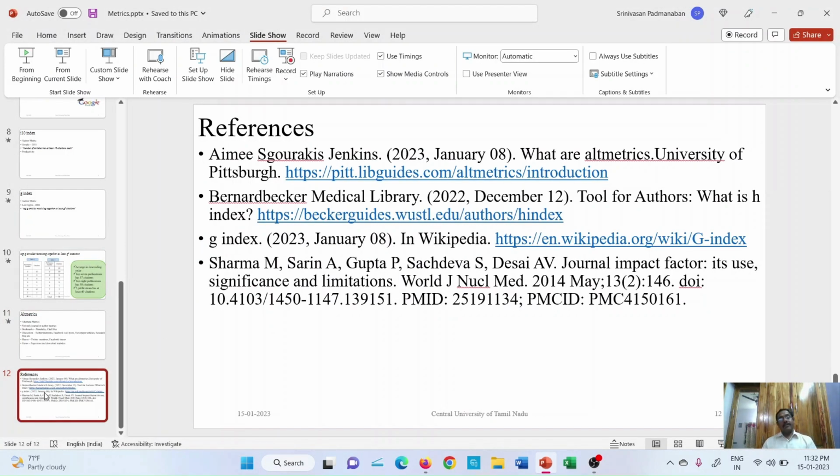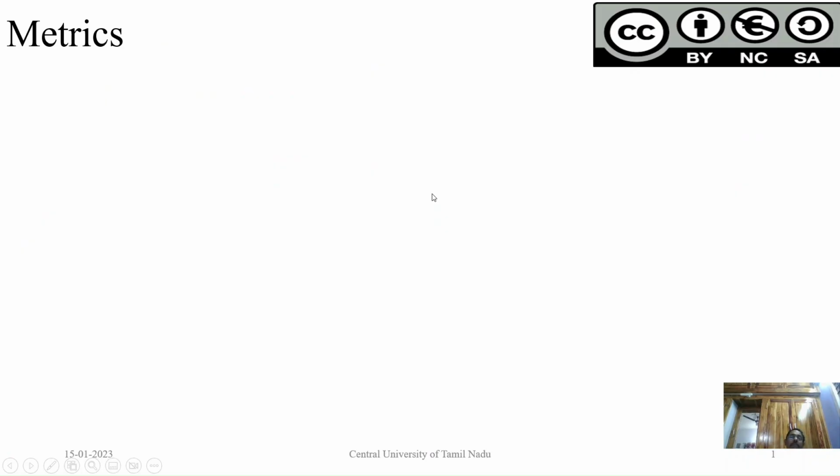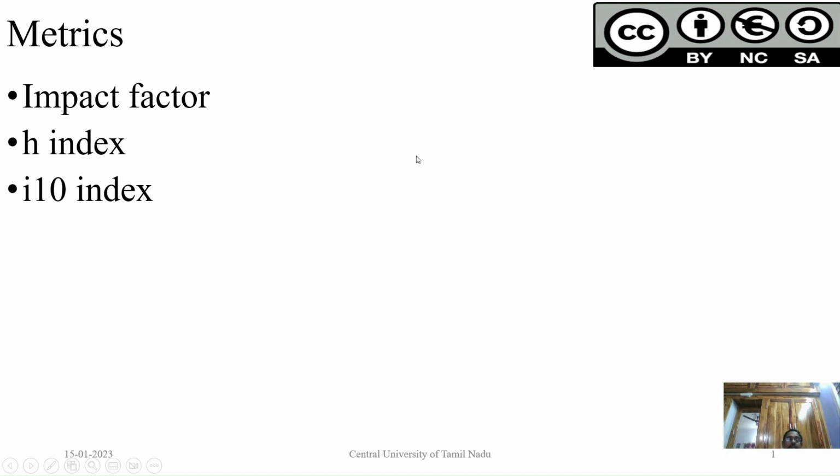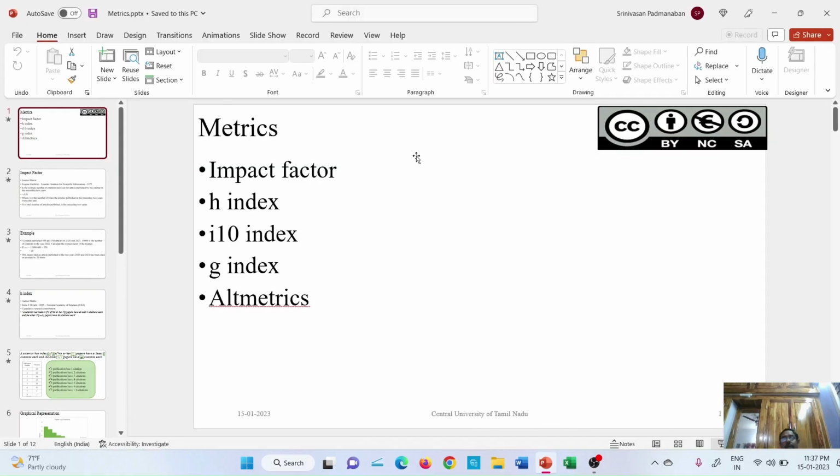So these are my presentations. We have learned different metrics used in research: impact factor, H index, i10 index, G index, and altmetrics. The first one is for the journal and the rest are for the author. Thank you everyone.